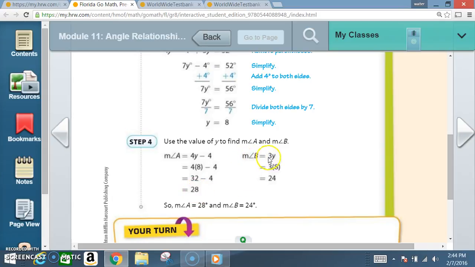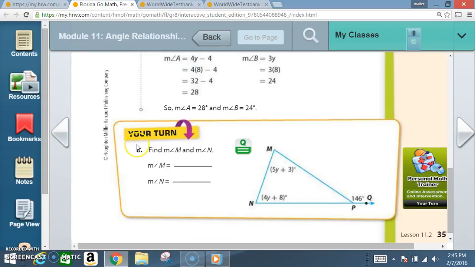And then we go back over here and explain angle B once again. The measure of angle B was equal to 3 times y. The y value was 8. So 3 times 8 is 24. So just like that, I know the measures of my angles. All right, you may go ahead and complete the rest of your turn before you start your normal homework assignment.